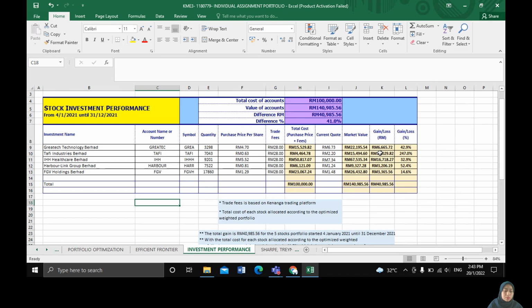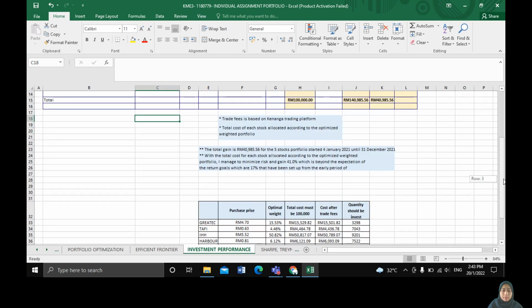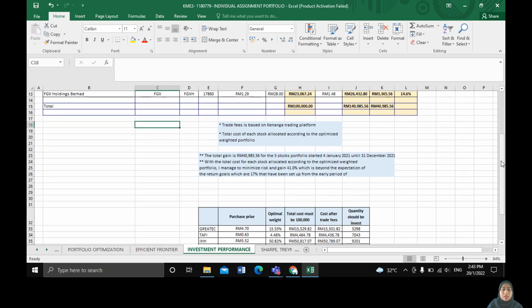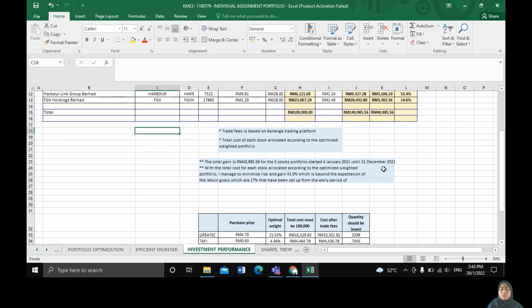Next is my stock investment performance. At the beginning of the investment, I used 100,000 ringgit and the market value at the end of my investment is 140,985.56. The trade fees are based on the Kenanga trading platform. The total cost of each stock is allocated according to the optimized weighted portfolio that I use here. So the total gain is 40,185.56 for the 5-stock portfolio from January 2021 until 31st December 2021.